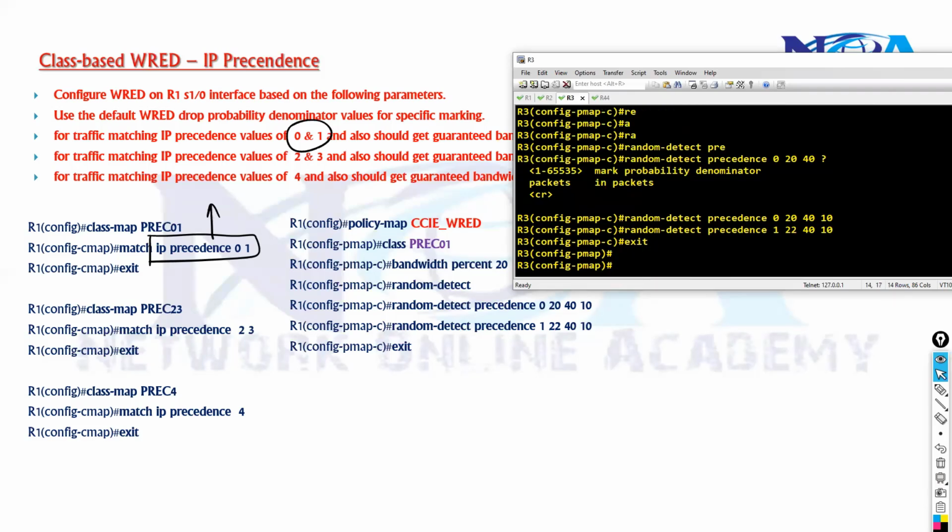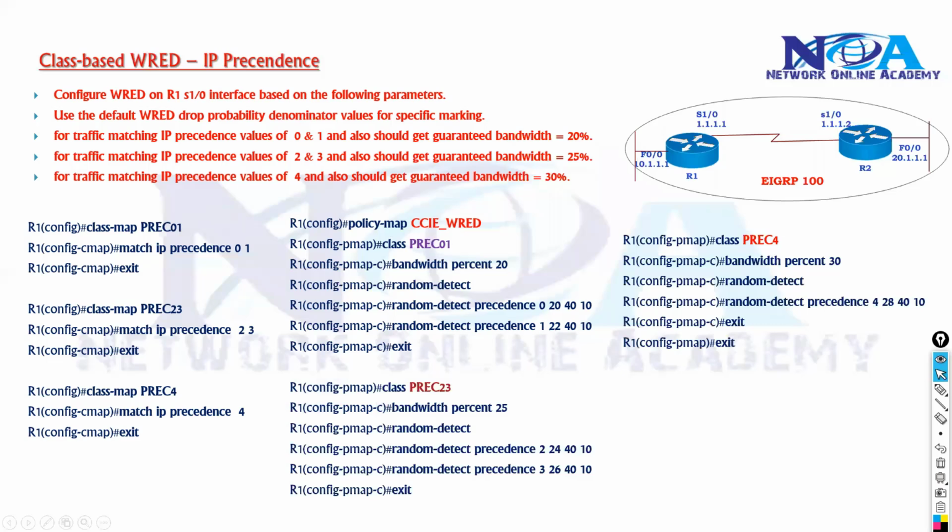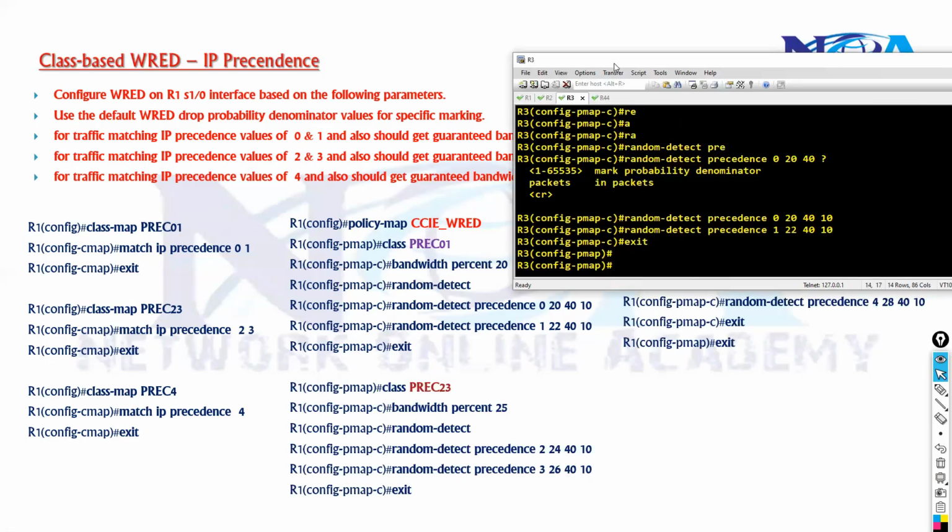Now, if you see in this example, if the traffic matches the precedence values 0 and 1, meaning any traffic coming with this marking will automatically have random detect enabled. We are enabling WRED for this traffic. In a similar way, I can go ahead and do the same thing for the other traffic as well.